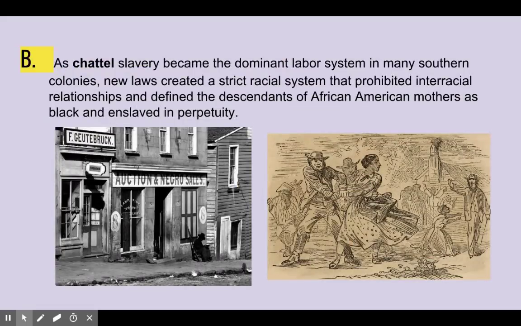Because, again, these colonies are adjusting to their own specific types and forms of slavery, chattel slavery becomes the dominant labor system in many southern colonies. New laws create a strict racial system that prohibited interracial relationships and defined the descendants of African American mothers as Black and enslaved in perpetuity.